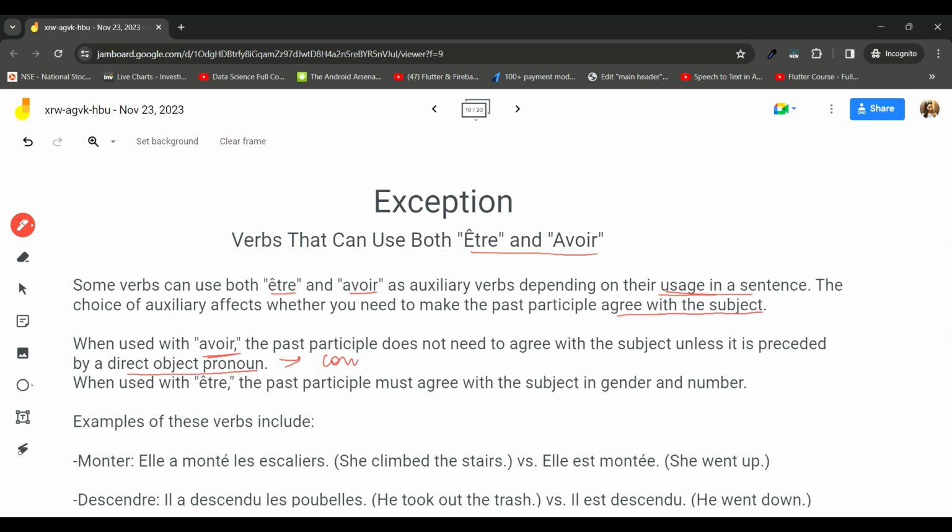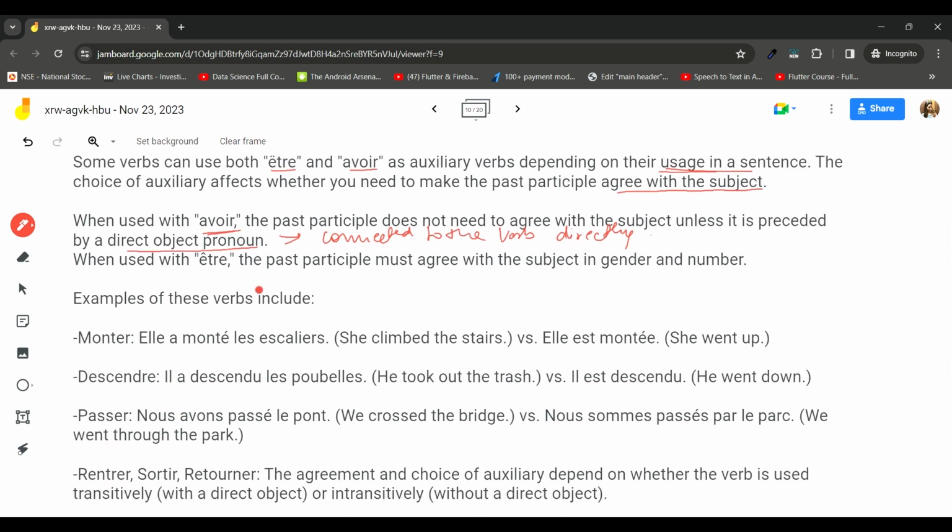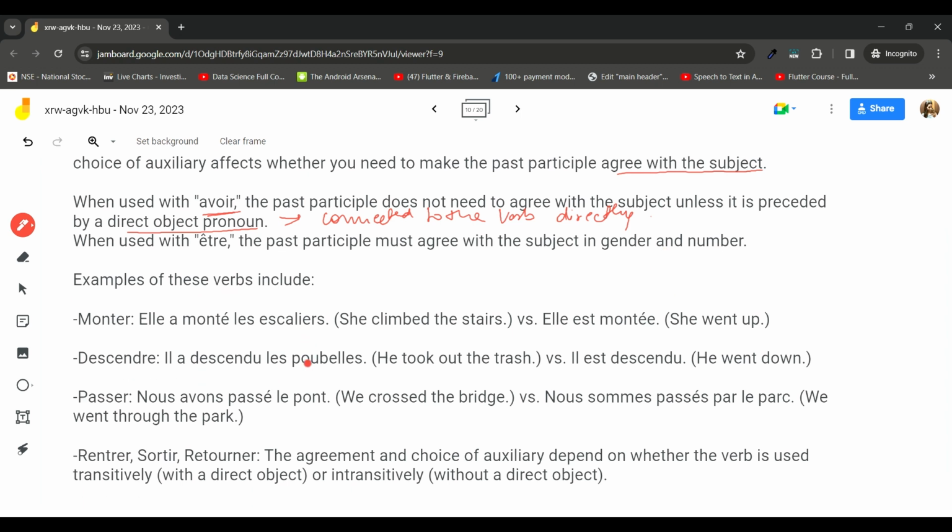It's connected to the verb directly. That means there is no preposition in the sentence, right? The verb is not connected with the object through a preposition. It's connected directly. When used with être, the past participle must agree with the subject in gender and number. We have already done this.